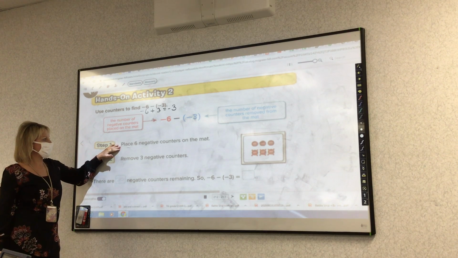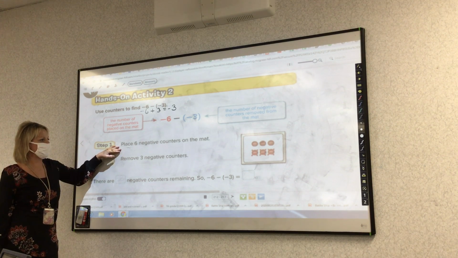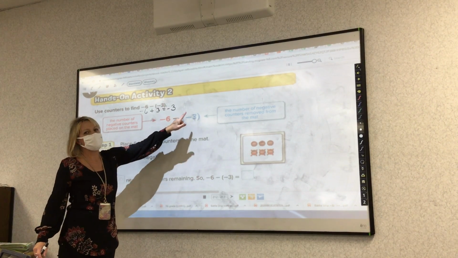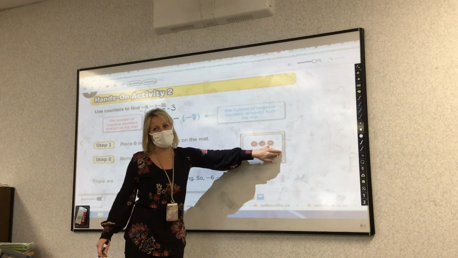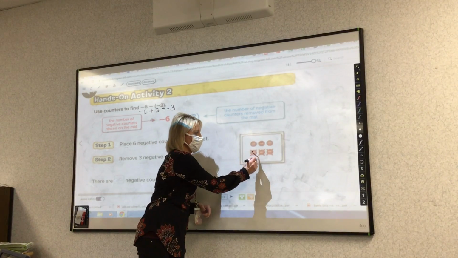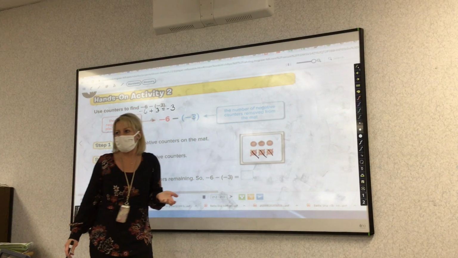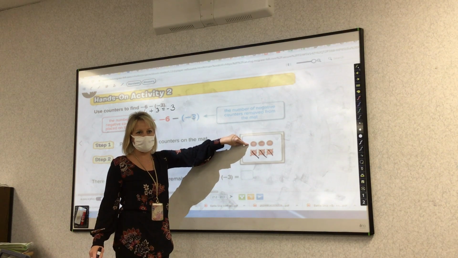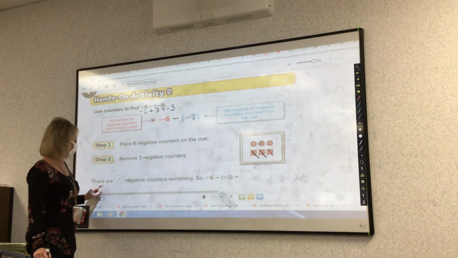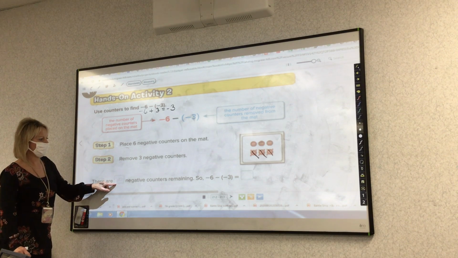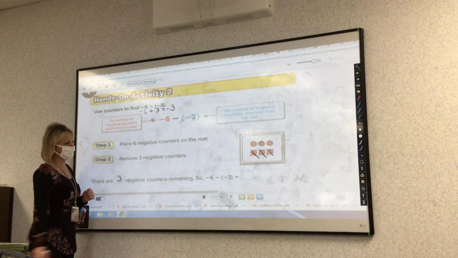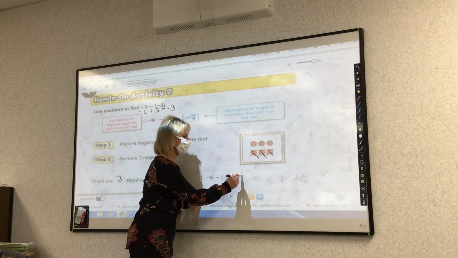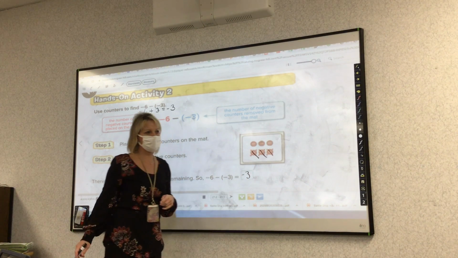So what it tells us to do is you place 6 negative counters on the map. They did that. We want to remove 3 negatives. Are there 3 negatives here that we can remove? Yes. So you just put an X through them. You didn't have to add any 0 pairs. And what am I left with? 3 negative counters. So it says there are 3 negative counters remaining. So a -6 minus a -3 equals a -3.